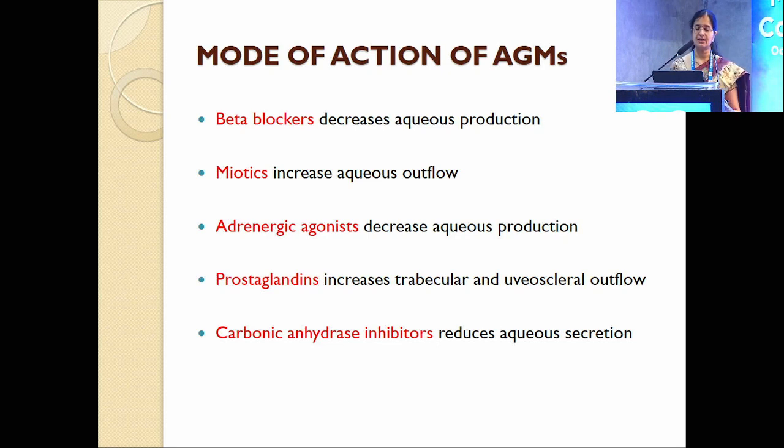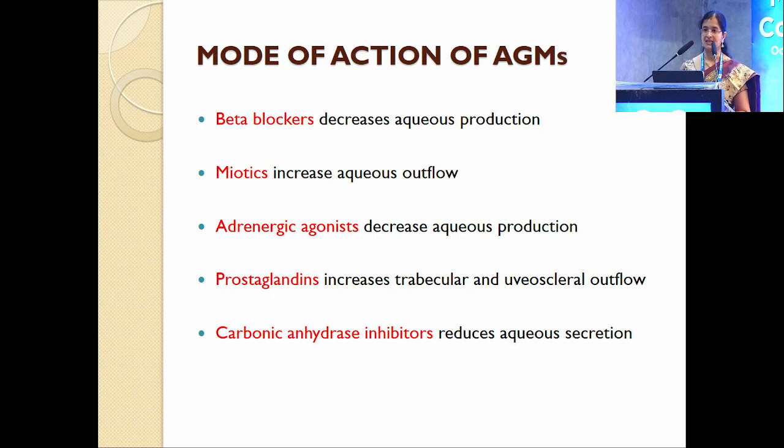Then came in adrenergic agonists and carbonic anhydrase inhibitors. They were introduced as second line of medication, and the dosage was 3 times in a day. They were giving around 15 to 20% reduction in intraocular pressure. So they were good when given with beta blockers. So that went on for some time.